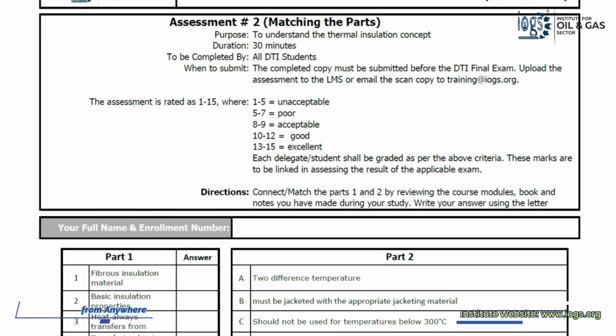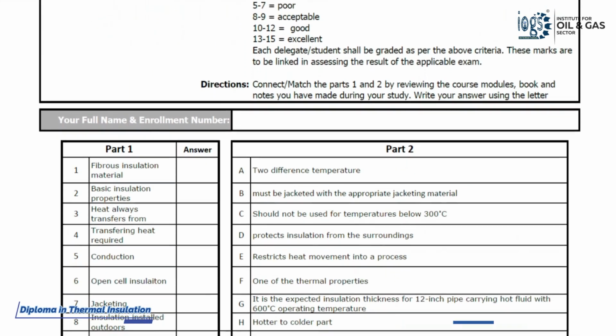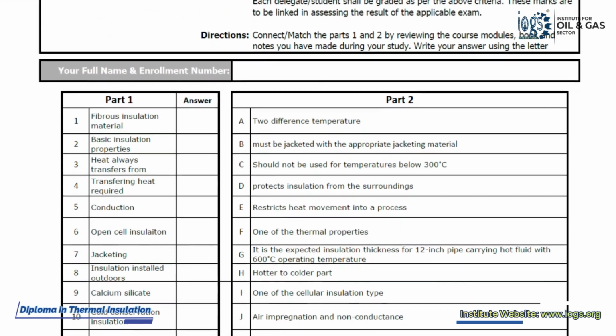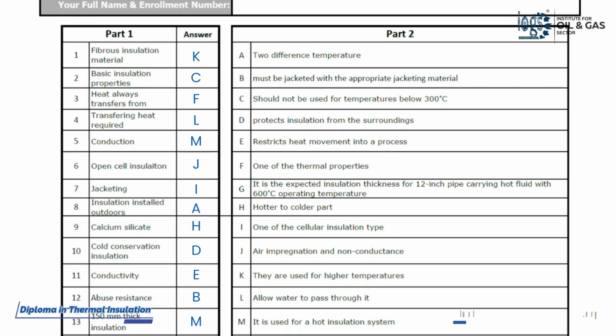The second assignment includes 15 questions, divided into 2 parts, Part 1 and Part 2. The first part is arranged in numerical order, while the second part is organized alphabetically. For this assignment, please choose the answer for Part 1 from Part 2 and type the corresponding letters in the answer sections, instead of writing a paragraph or text.